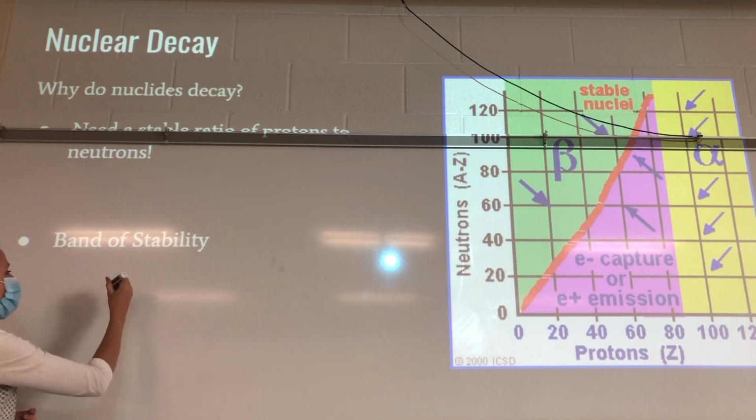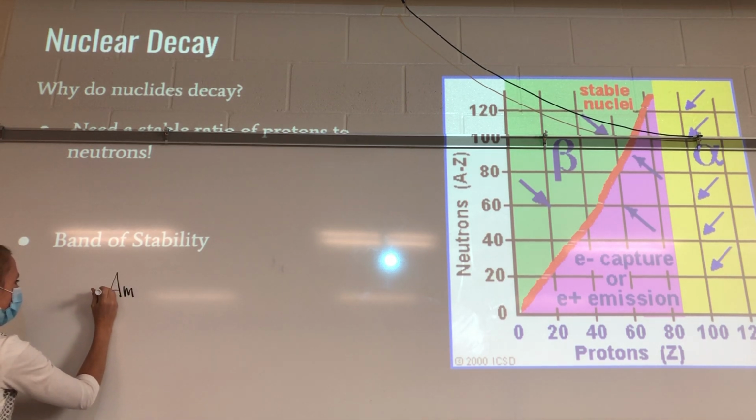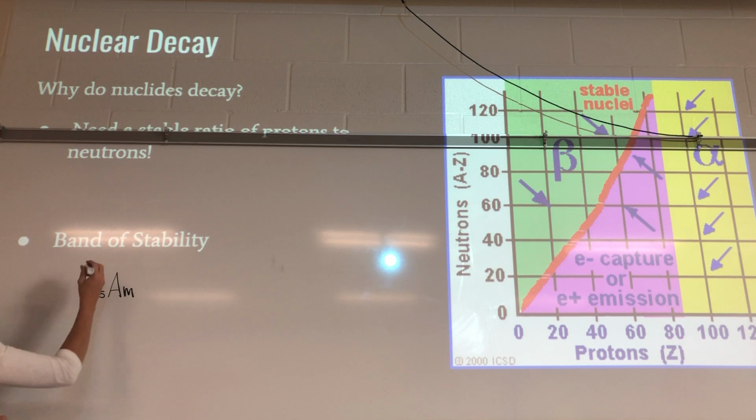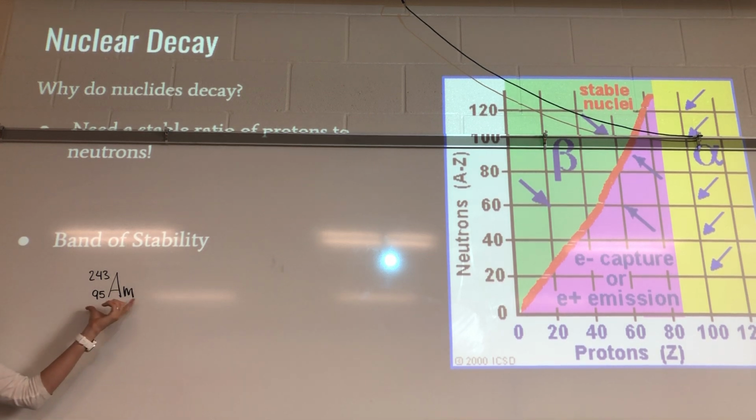Let's do the one I just said. So we'll do americium, 95, and let's do... okay. So the first question is: is this isotope stable or is it not stable? So we know how many protons it has.